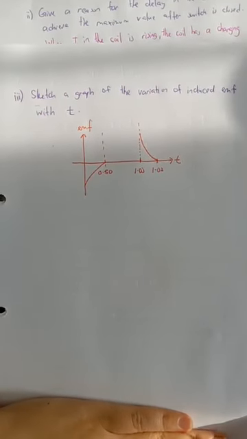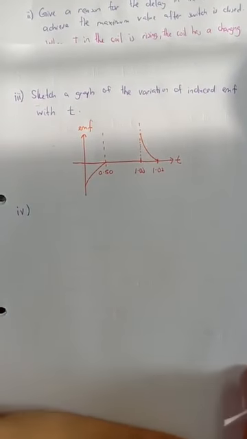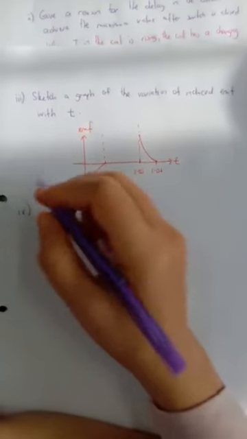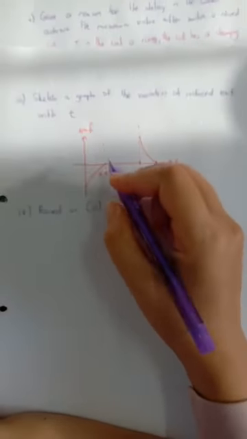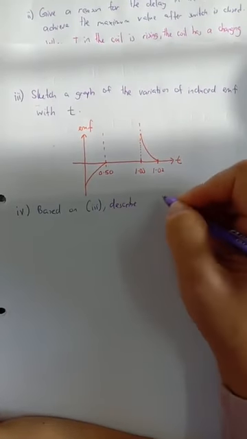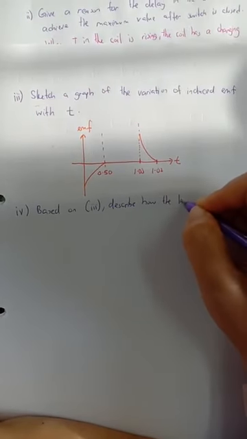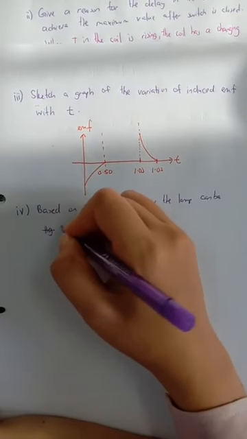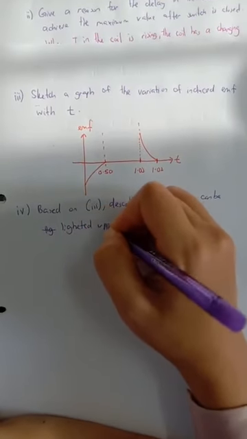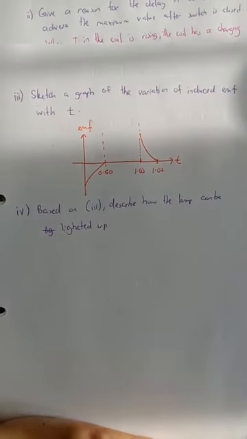Question number 4. Based on the graph, based on question number 3, describe how the lamp can be lighted up.